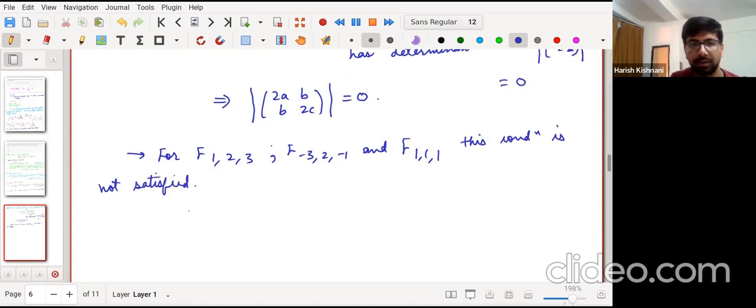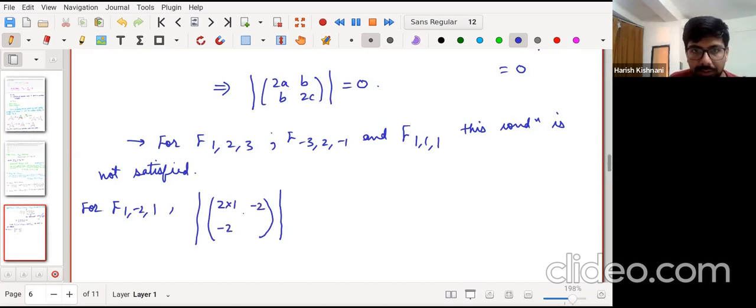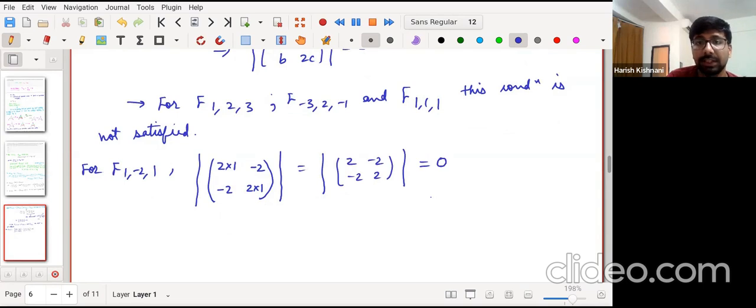And for the last one, f(1, -2, 1). What we have, 2a is 2 times 1, that is 2. b is -2, again here b is -2, and c is also 1, so it is 2. So it's the determinant of this matrix 2, -2, -2, and 2. Its determinant is 0, right? So yes, it gives you a candidate of a, b, c.